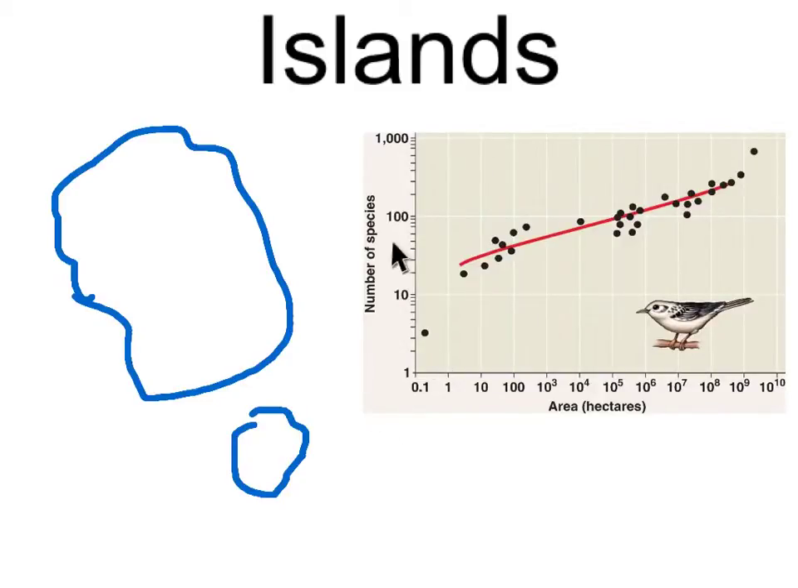This is called the species area curve. Area is here down where the x-axis is, and the number of species is here on the y-axis. The species area curve is used to determine that the more area there is, usually the bigger a number of species there is. And that leads us to the topic of islands.